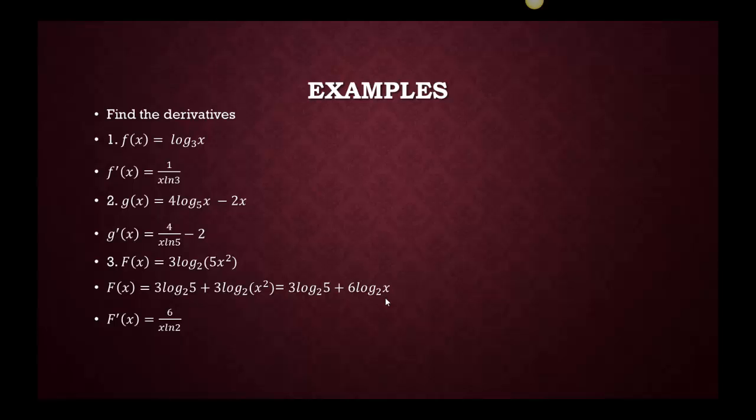3 log base 2 of 5 does not have an x in it at all, so I know that's a constant and the derivative is 0. The 6 log base 2 of x, we'll leave that 6 in the numerator. The x goes in the denominator, and then I have the natural log of 2.